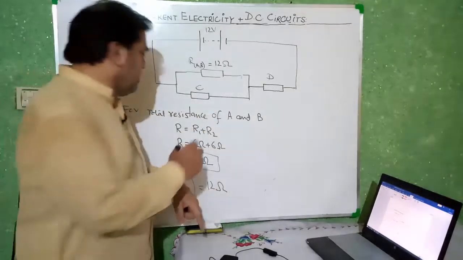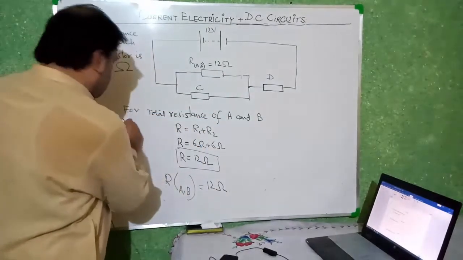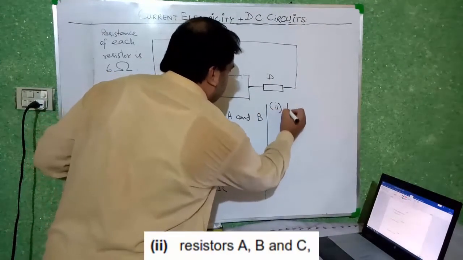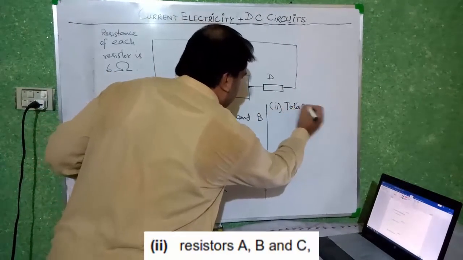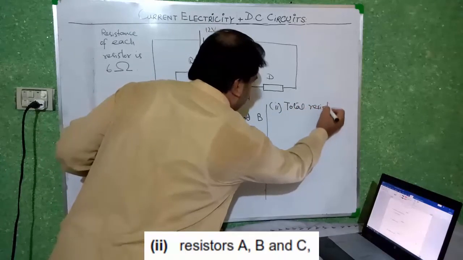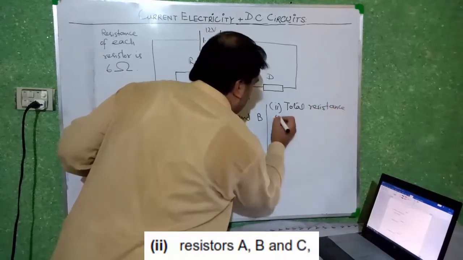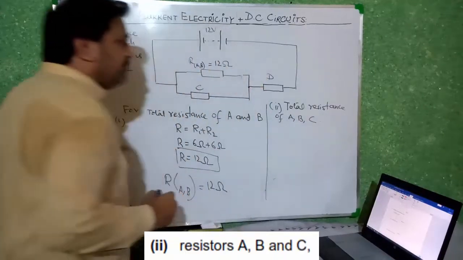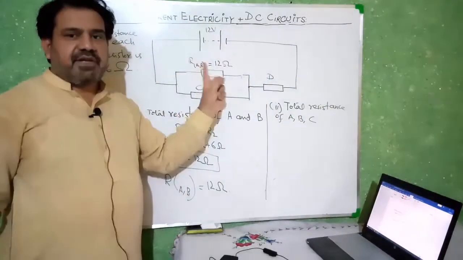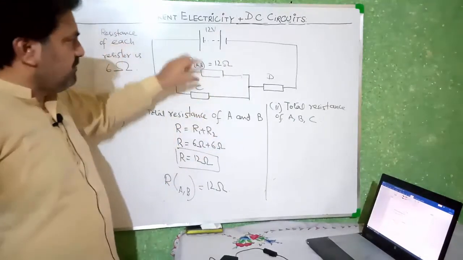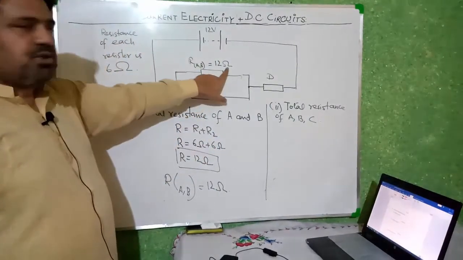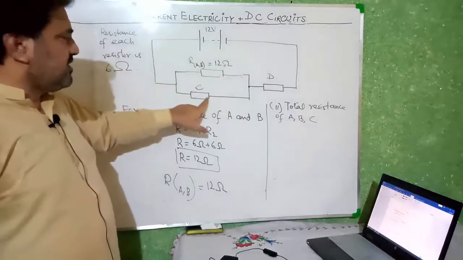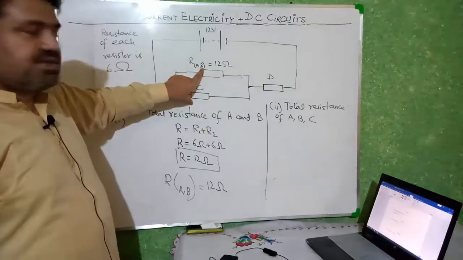This is the first part, and in the second part, he asks us to find the total resistance of A, B, and C. We have to find the total resistance of A, B, and C. Now we have drawn only two resistors. This is the total resistance of RA and RB, and this is the resistance of C. And these two resistors are connected in parallel.